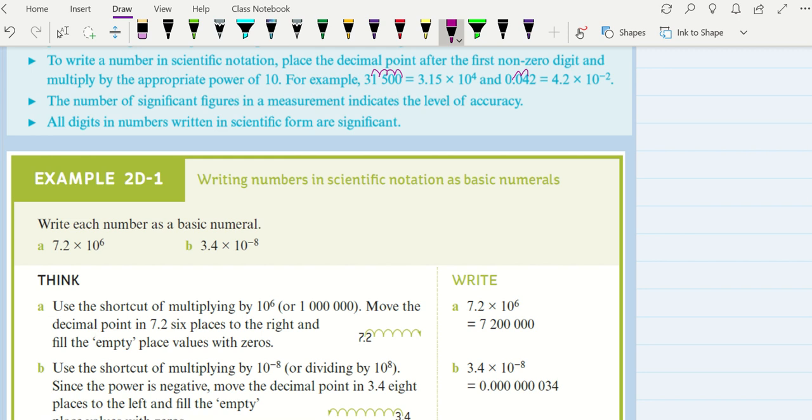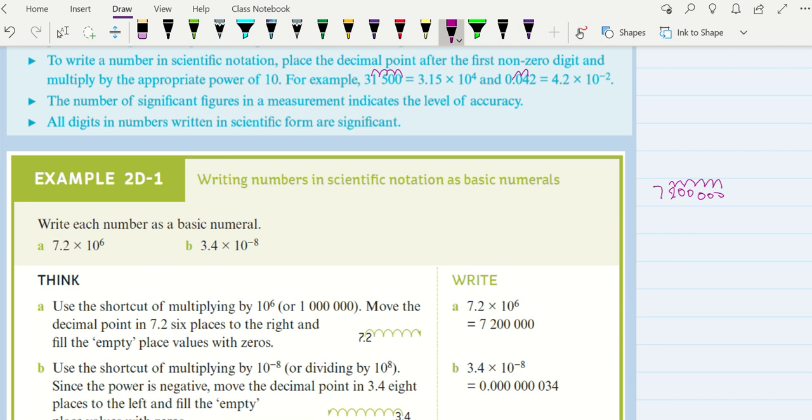Now, the number of significant figures is a measurement that indicates the level of accuracy. Okay, and all digits in numbers written in scientific form are significant. So let's have a look at our first one. We've got 7.2 times 10 to the 6. So, well, it's going to have 7, 2, and then I'm going to have to go 1, 2, 3, 4, 5. So let's have a look at that. 1, 2, 3, 4, 5, 6. Yeah, so that's 7,200,000. And there's 6 decimal places in that.